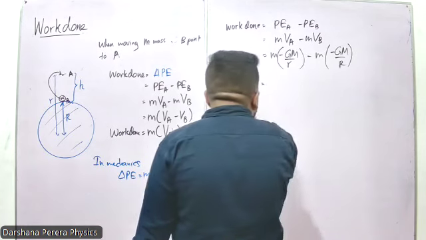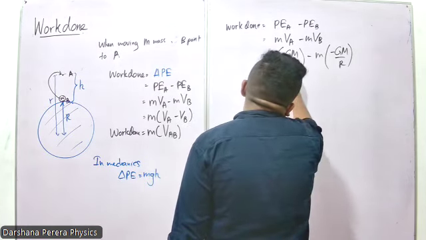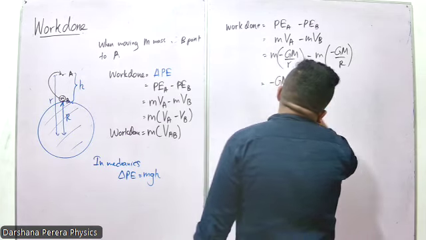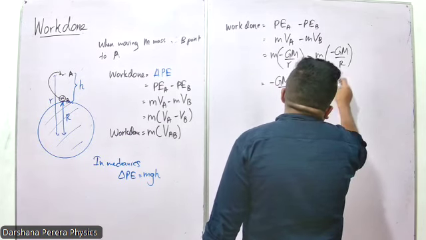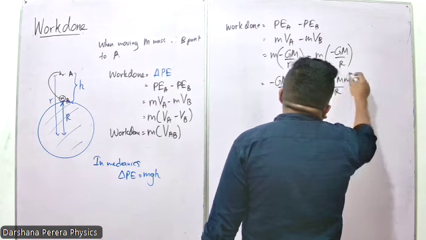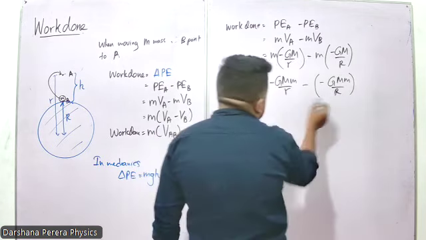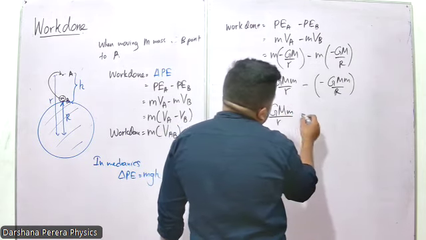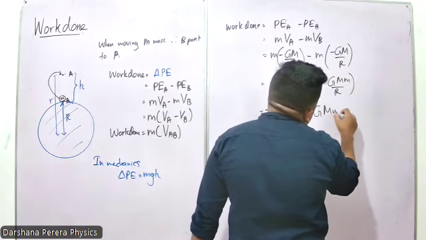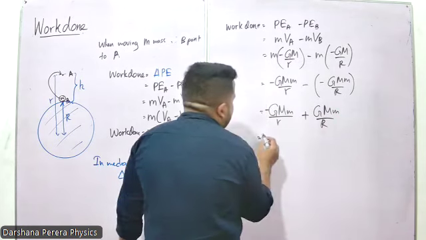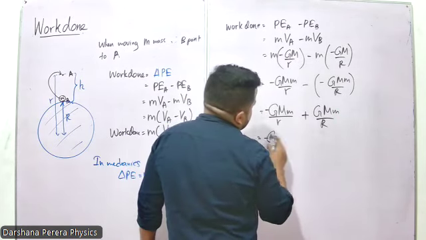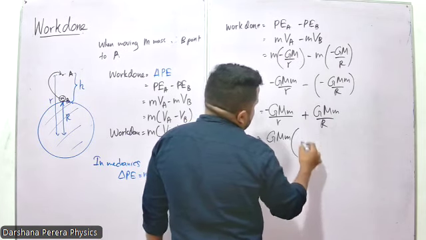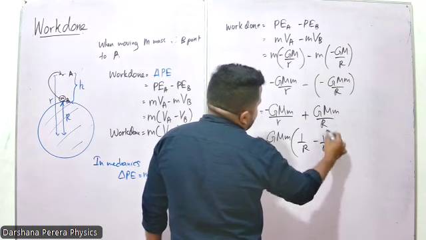So when I simplify that one, minus GMM over R minus GMM over R. So minus to minus cancel out and it gets plus. Okay. Therefore, I can write GMM over R plus GMM over R. Okay. Then I take the equal terms GMM. So I can find 1 over r minus 1 over R.